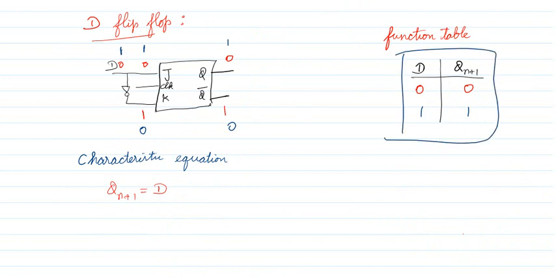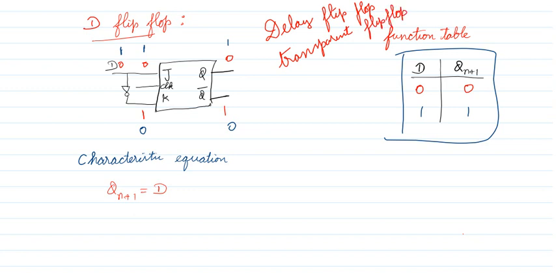So if I need the output as 0, I have to give the input 0. If I need the output 1, the input is 1. Output is equal to present input. That is why D flip-flop is nothing but just a delay. Input is delayed. It is called delay flip-flop, or it is also called transparent. Whatever I give as input will come to the output. Transparent flip-flop. Okay, this is your D flip-flop.